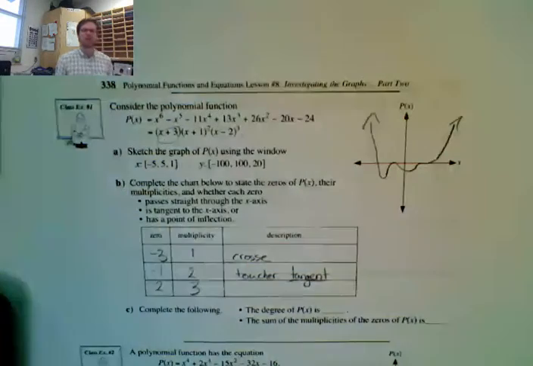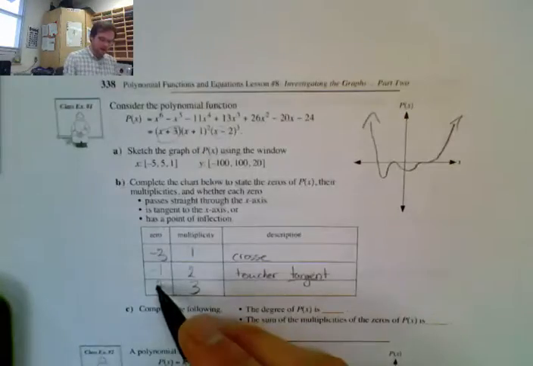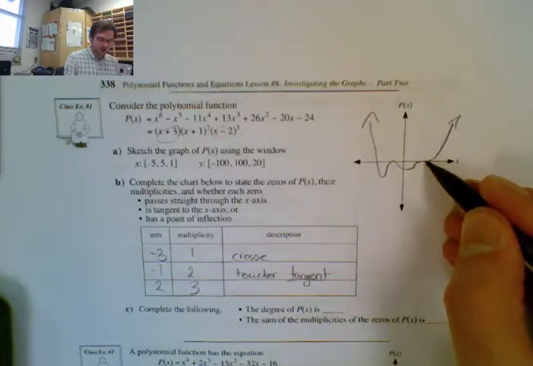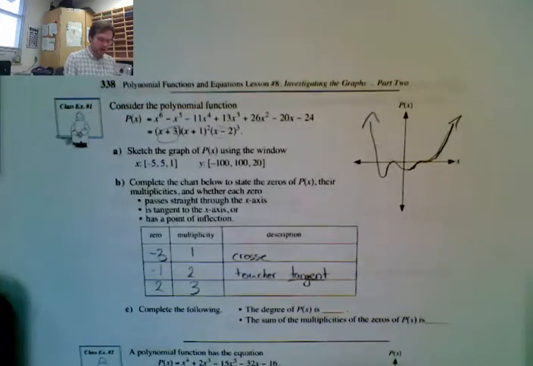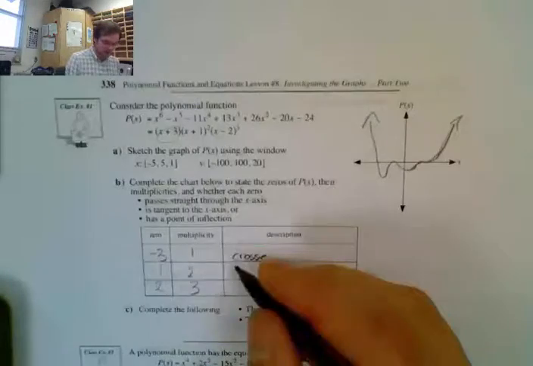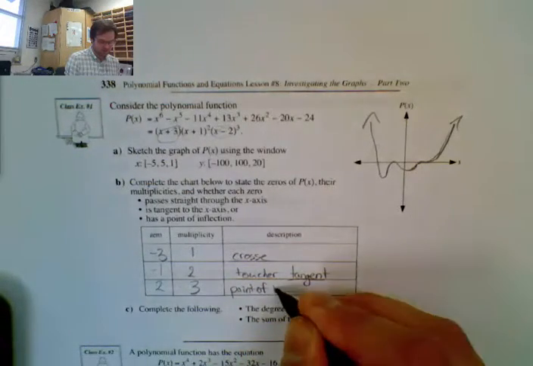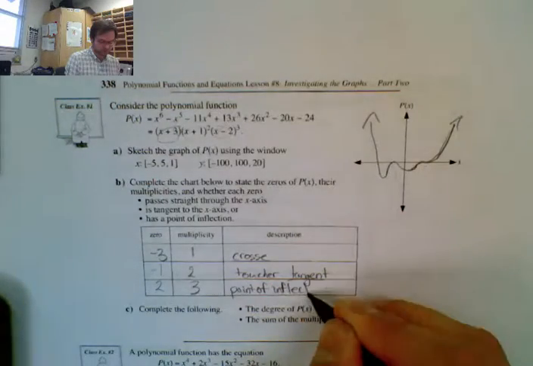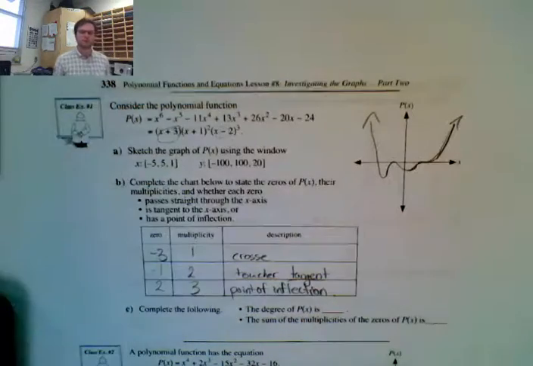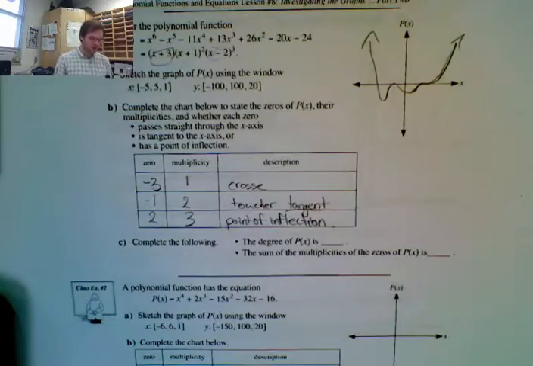Okay, the tangent's proper term, I like to call them touchers. And the last one here is kind of a sneaker. So it sneaks up and then sneaks away. So when it's a sneaker, it is a point of inflection. Okay? Now, it says complete the following.